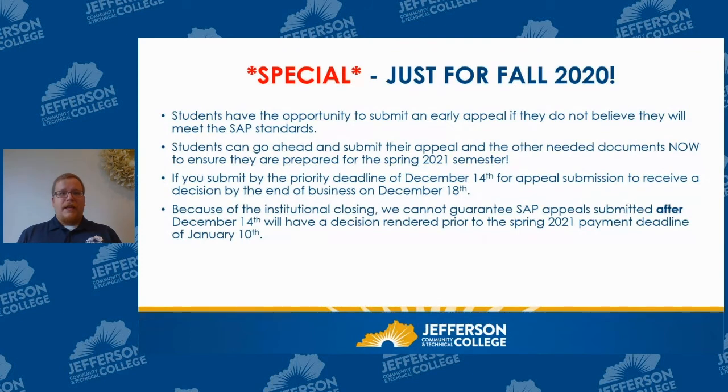Just for fall 2020, students have the opportunity to submit an early appeal if they believe they will not meet the SAP standards. Students can go ahead and submit their appeal as well as their documents now to ensure you're prepared for the spring 2021 semester. Any appeal submitted by the priority deadline of December 14th will receive a decision by the end of business on December 18th. Because of our institutional close, we cannot guarantee the SAP appeal submitted after December 14th will have a decision rendered prior to the spring 21 payment deadline of January 10th.